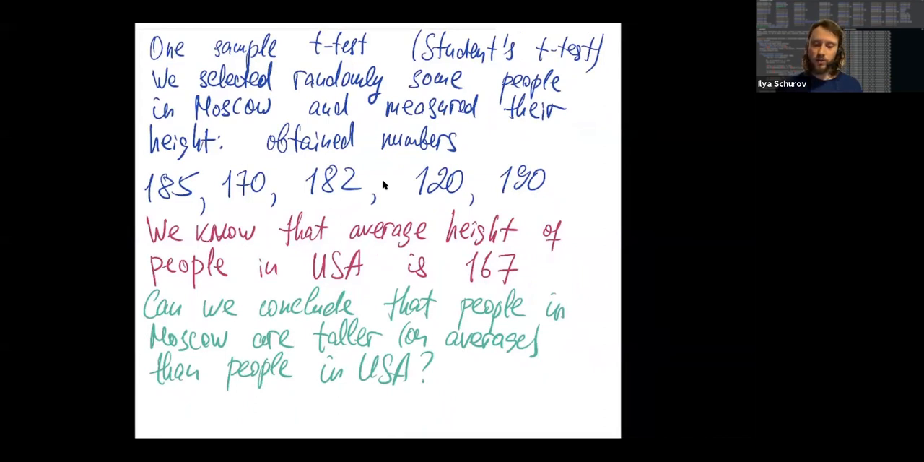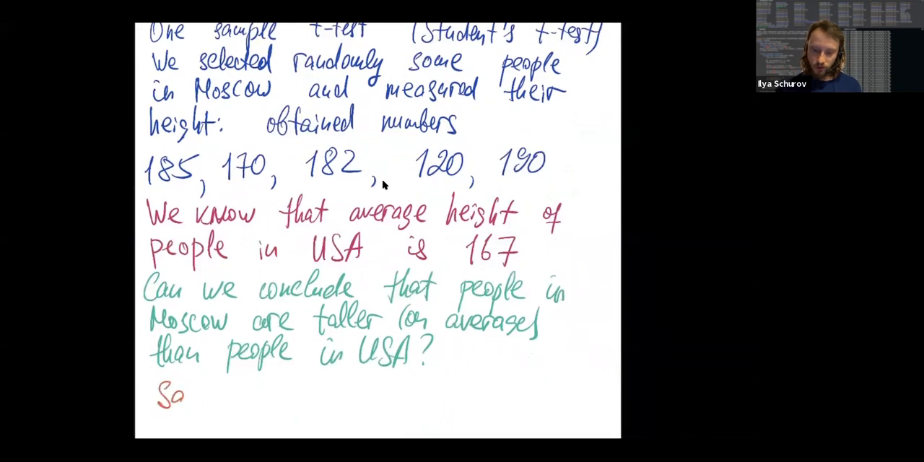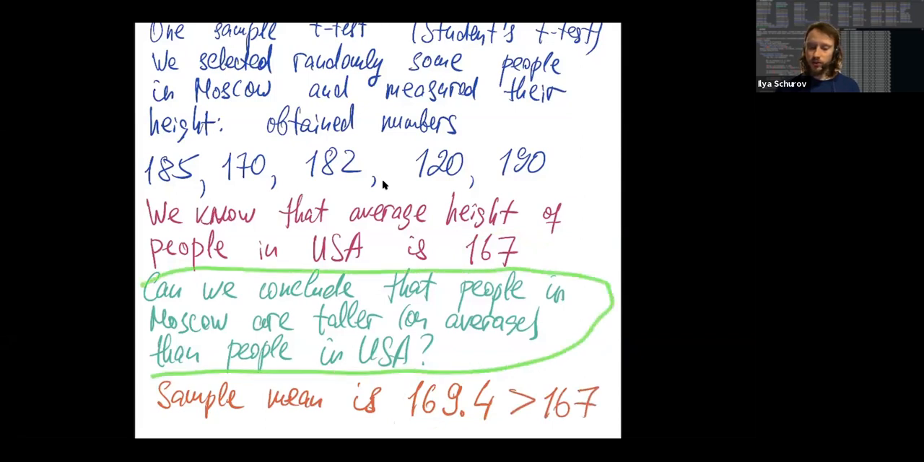First of all, we can calculate the mean of these numbers, the sample average, sample mean. And our sample mean, as Alexander calculated, is 169.4. We clearly see that this sample mean is larger than this reference number 167. Does it allow us to conclude that the answer to this question is yes? Can we give a positive answer to this question? How do you think? How do you feel? I don't ask for mathematics now, just your intuition, your guesses. Can we make this conclusion or not?